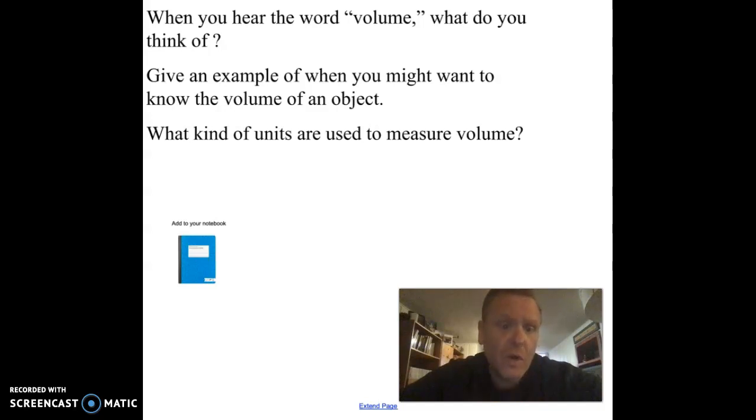So when might you want to know the volume of an object? And then what kind of units are used to measure volume? So think of that as well. All right. Let's keep going.